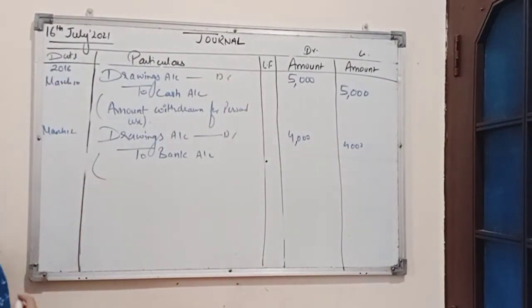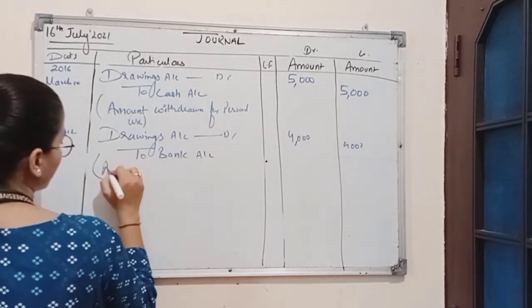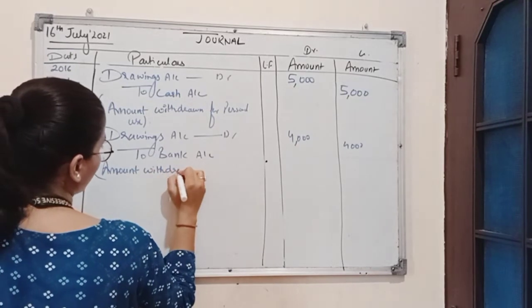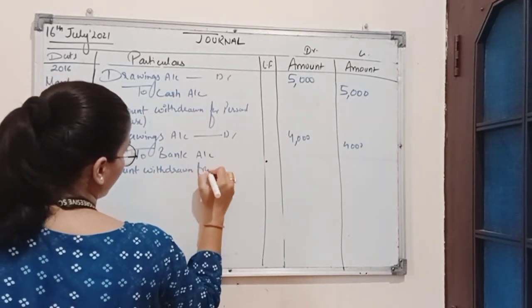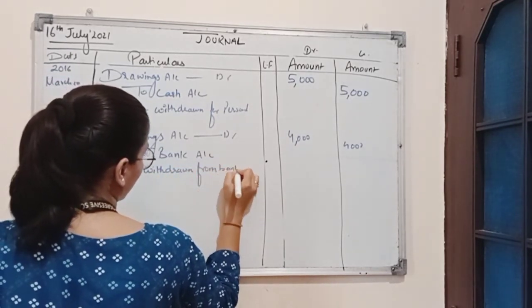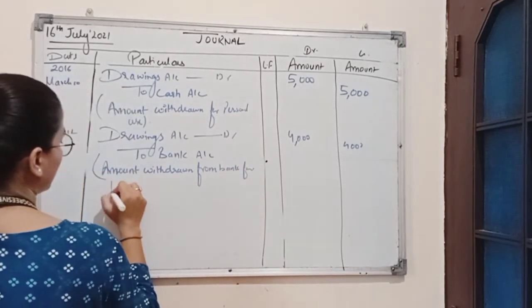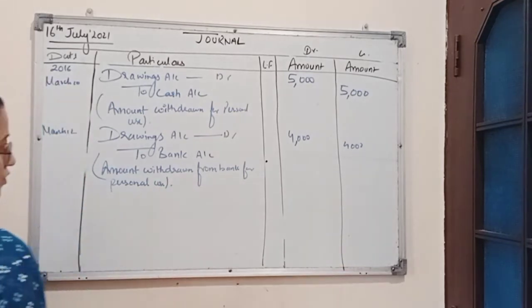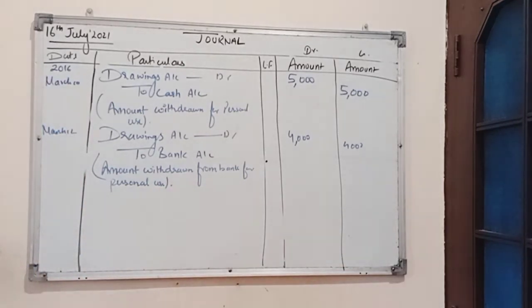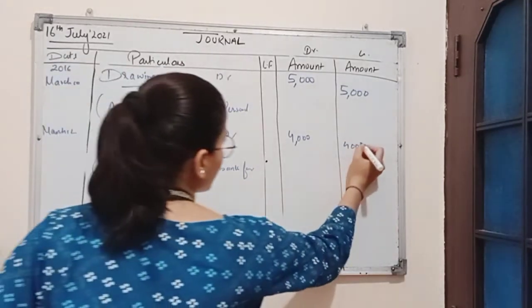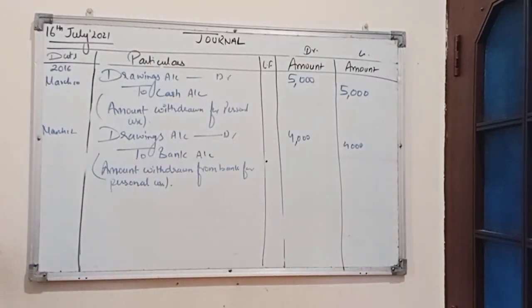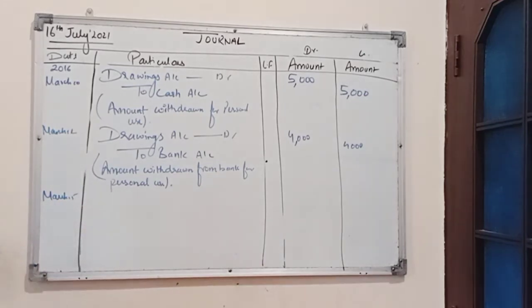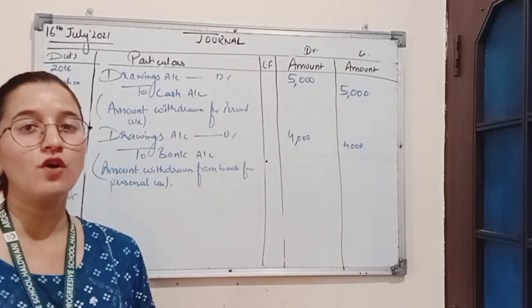Narration for this entry will be amount withdrawn from bank for personal use. Now, next transaction is on 15th March. And the transaction is withdrawn from bank.